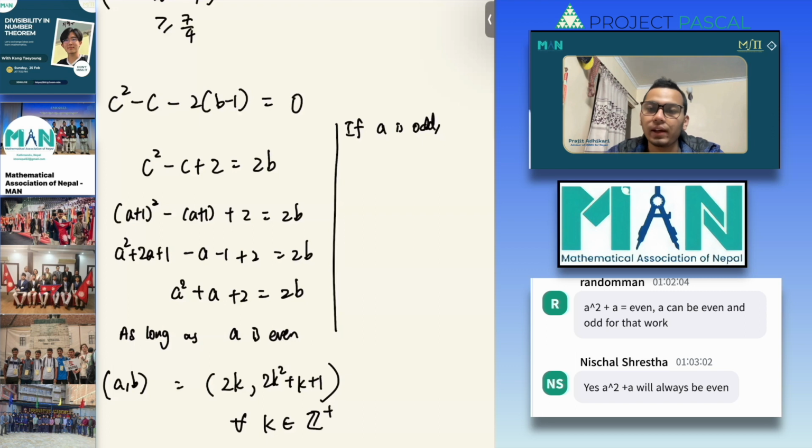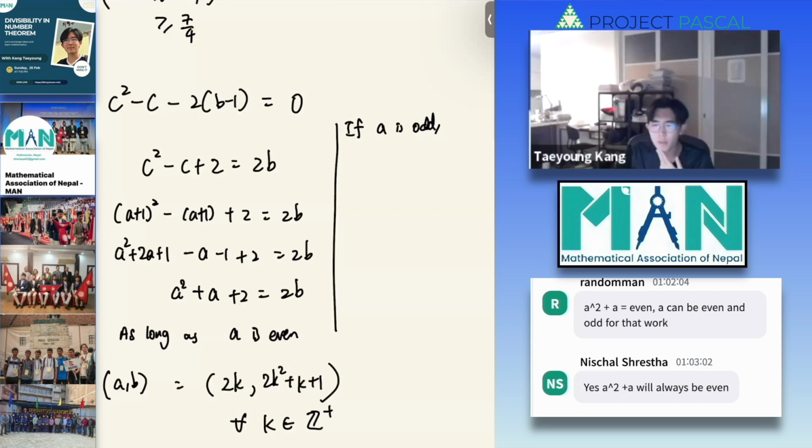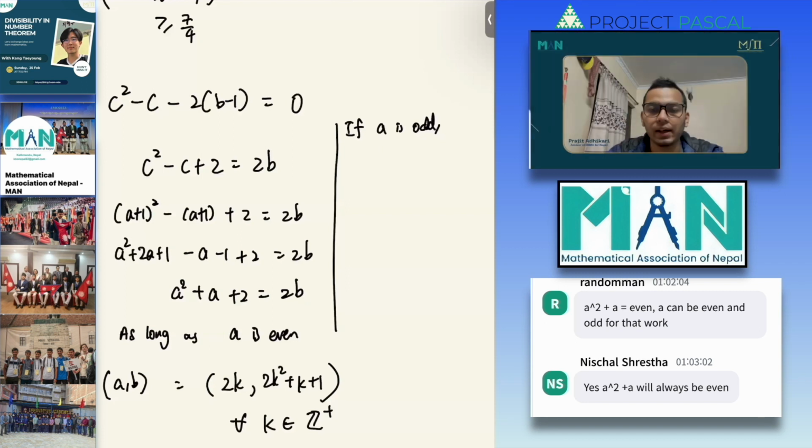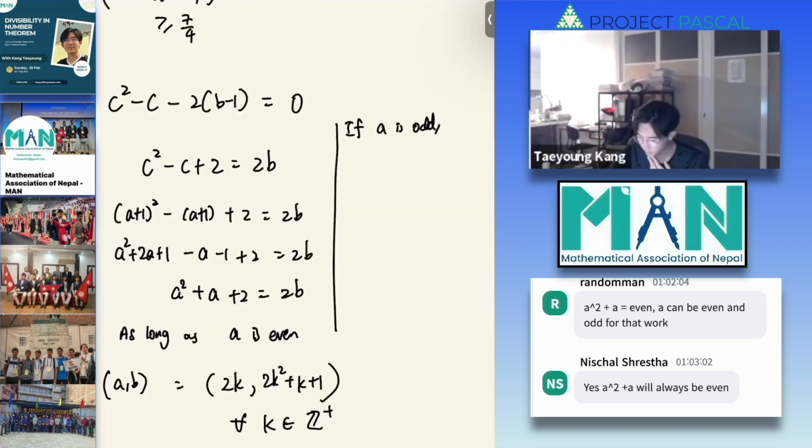Someone here says 3, 7 is a solution. I don't think, wait, 3, 7 is not a solution because 4 doesn't divide 6. Oh, okay. I haven't really looked at the questions, so I guess not. Okay, wait.